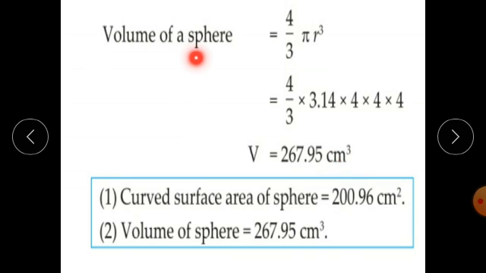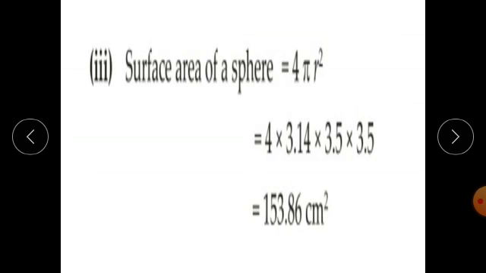So volume of a sphere when radius is 4 centimeter is 267.95 cubic centimeter. So curved surface area of sphere equal to 200.96 centimeter square and volume of sphere is 267.95 cubic centimeter. Children, second sub question is homework. Now for the radius 3.5 centimeter.